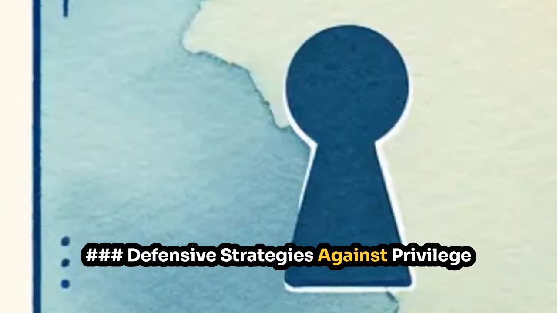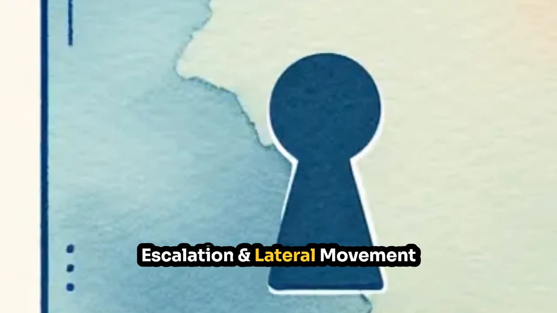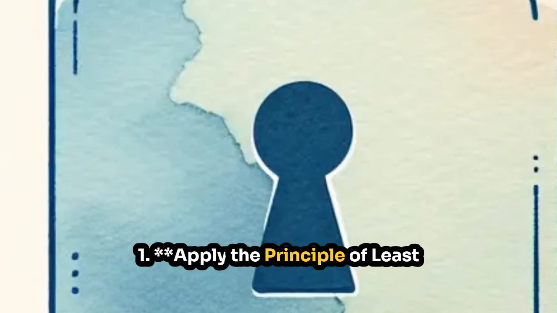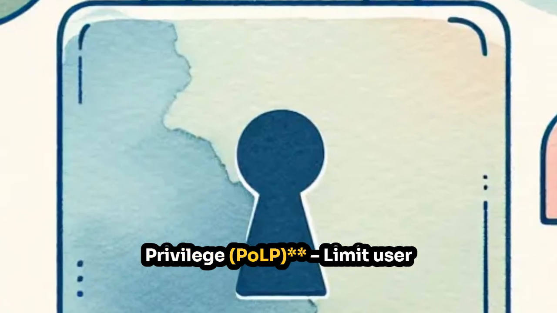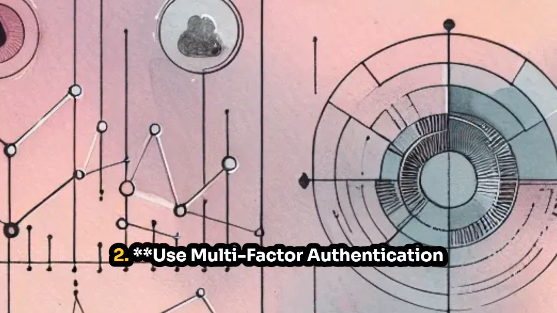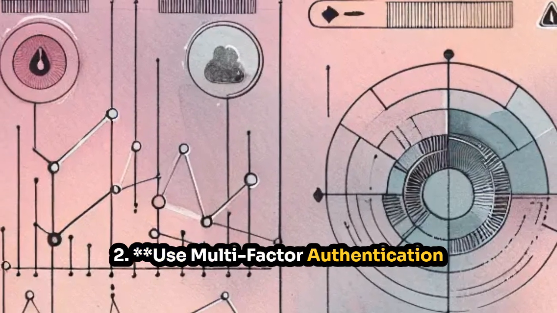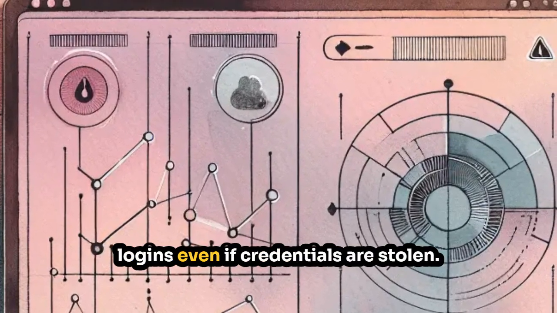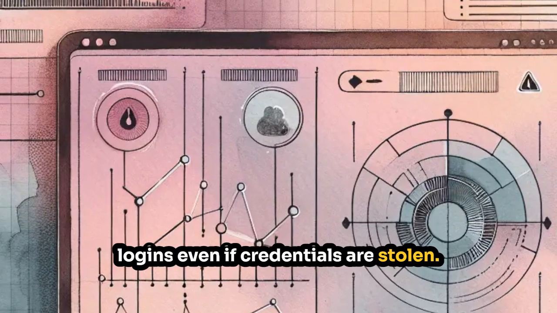Defensive strategies against privilege escalation and lateral movement. 1. Apply the principle of least privilege. Limit user access to only what is necessary. 2. Use multi-factor authentication. Prevent unauthorized logins even if credentials are stolen.